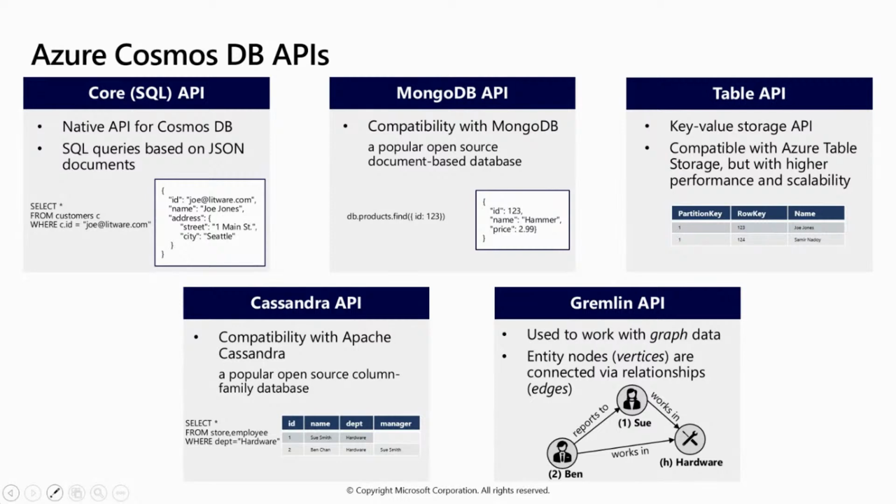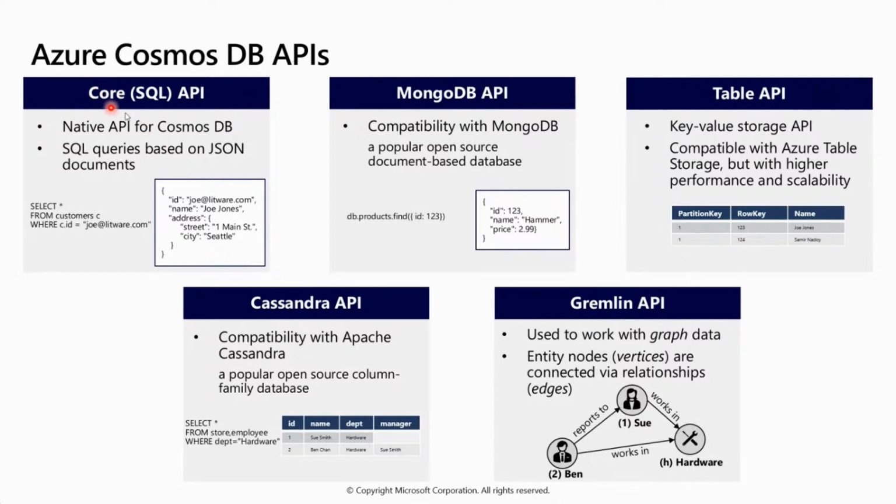Not only the Azure or Microsoft native databases, we have other non-Azure or non-Microsoft databases, or you can say open databases. As you have observed, we do have MongoDB, Table API, Gremlin API and Cassandra API. So MongoDB, Gremlin, Cassandra are open source or non-Microsoft.